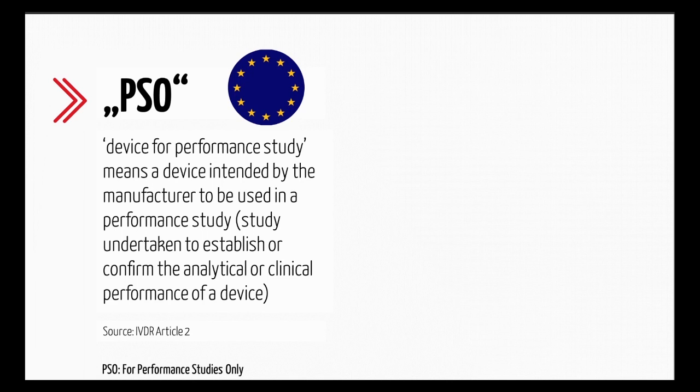Let's again start with the EU definition. There it is defined that devices for performance studies means a device intended by the manufacturer to be used in a performance study, which is a study undertaken to establish or confirm the analytical or clinical performance of a device. That is outlined in IVDR Article 2.